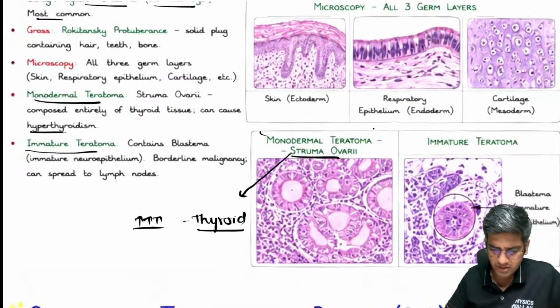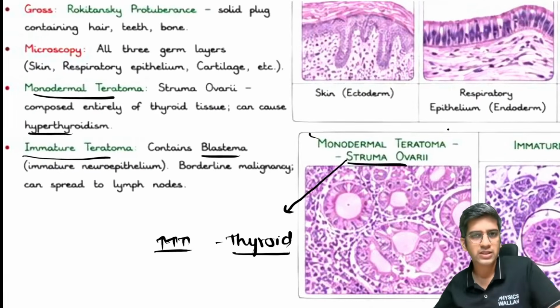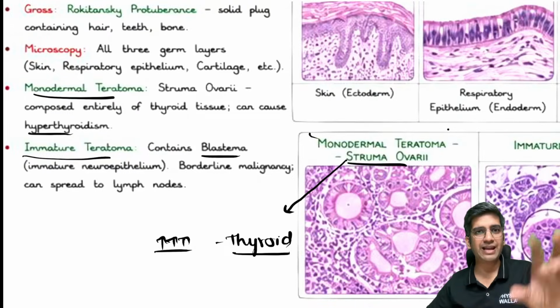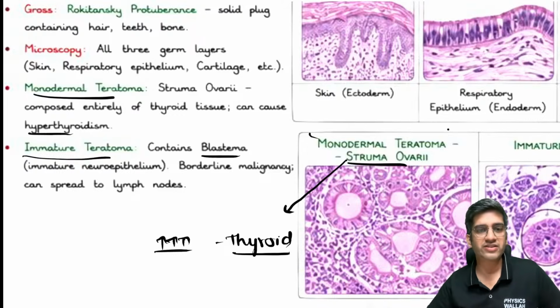In other words, immature blastemal elements. Blastemal, how do they look? Anything ending in blast, you know how they look. What's the classical appearance in microscopy? It'll have small round blue cells. This also will have the same thing, right?